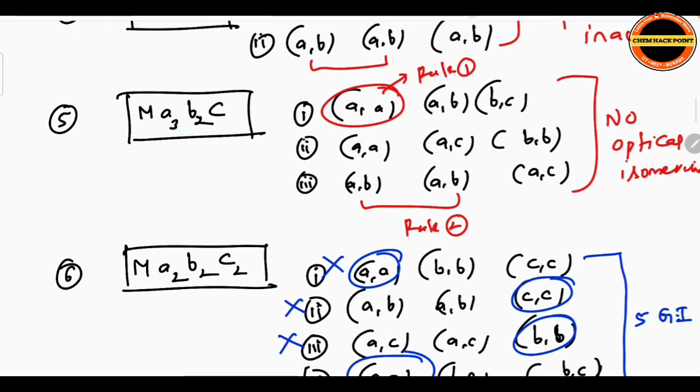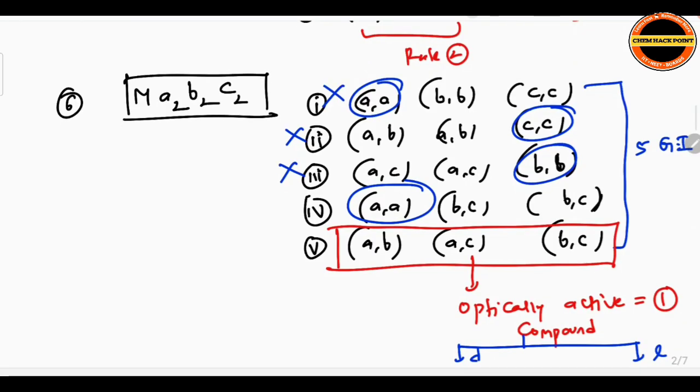MA3B2C, we made different pairs, random pairs. You take these ligands and make 3 pairs which should not repeat. Rule 1 satisfied, here also rule 1 satisfied, rule 2 also satisfied. What is rule 2? If 2 pairs are the same, optically inactive, no optical isomerism. MA2B2C2, 5 possible arrangements I showed here. Different combinations I showed.